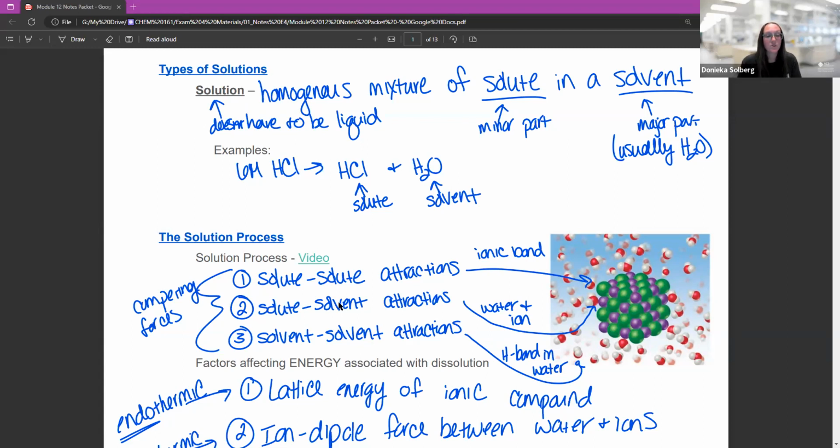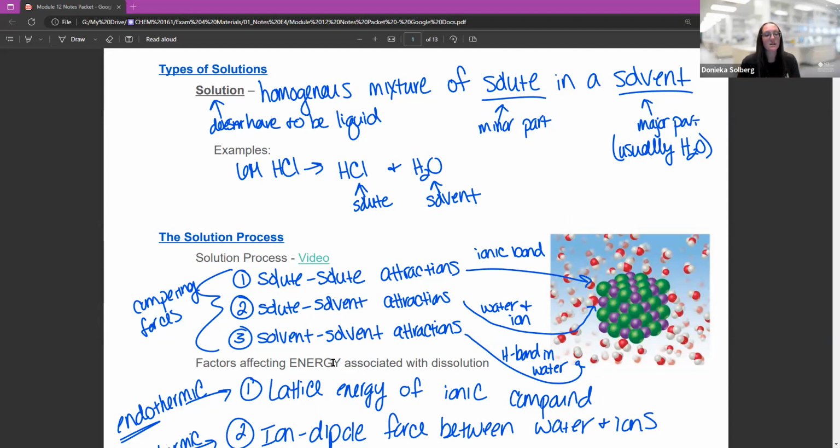There's also solute-solvent attractions. So when the Na pluses and Cl minuses attract to the water molecules, that's the ion dipole force, or water and the ions attracting. And there's also solvent-solvent attractions. So the water molecules attracting to each other, those hydrogen bonding forces. Okay, so all of those forces are things that we have to take into account.